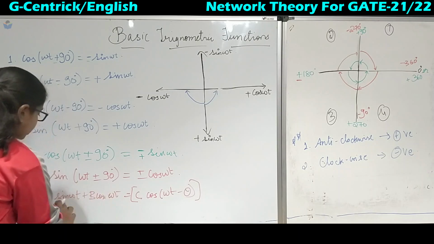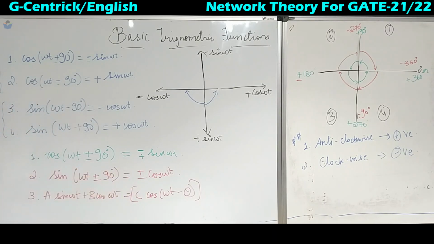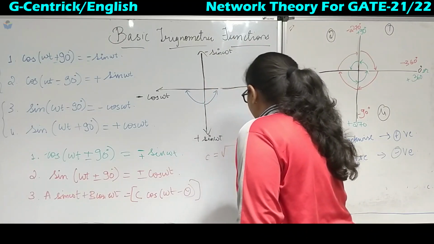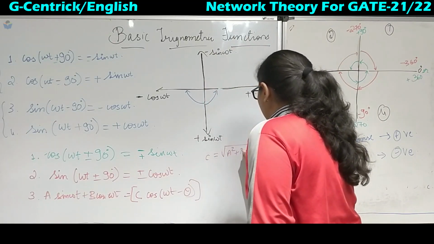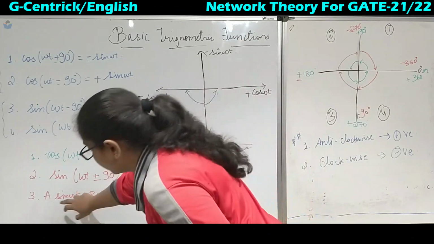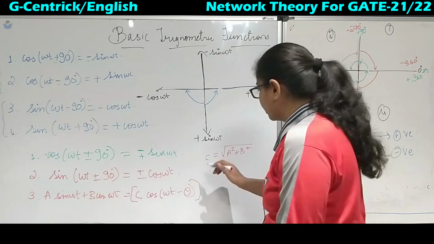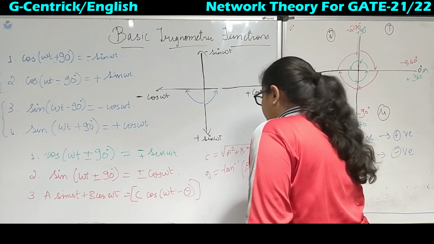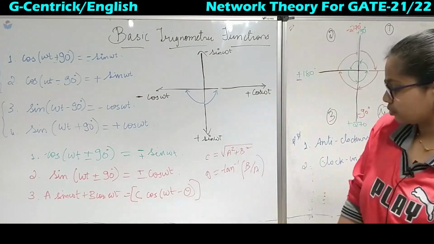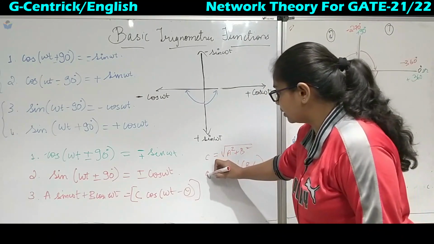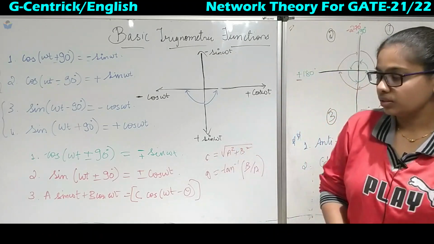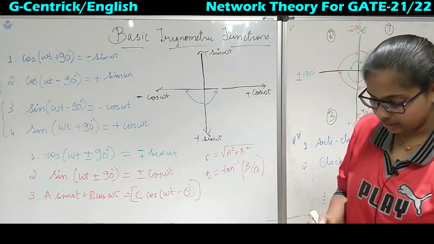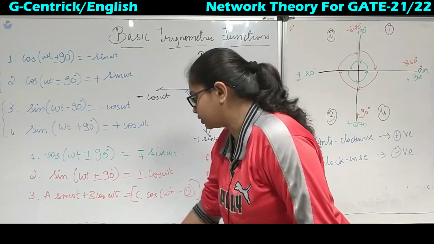If you get one sin and one cos, then you can find theta as tan inverse. This c here indicates the root of a square plus b square, so you have to take the magnitude of a square and b square. Then theta is nothing but tan inverse of b by a. When you do this, you will get theta and this is c. This is the third formula, which is very rarely used in network theory, but there are a few questions based on this.